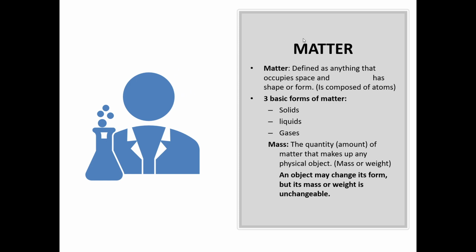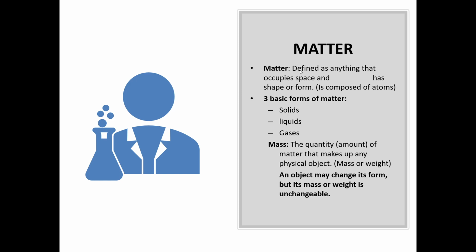The first would be matter. When we talk about matter, it's anything that occupies space and has shape or form. All matter is composed of atoms. There are elements from your periodic table from chemistry, whether it's high school or college, where you're going to have different numbers of protons in the nucleus of each atom, and that's going to determine what element it is. And then we have 3 basic forms of matter: solids, liquids, and gases. Gases take up the space around you. Liquids take up the shape of whatever container they're in, and solids maintain their own shape.